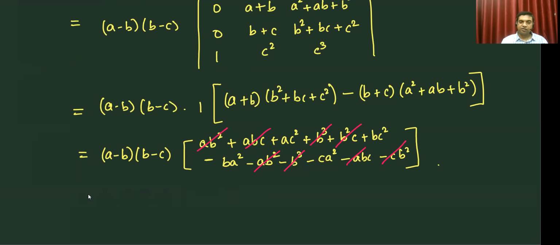Let us do this calculation. A minus B into B minus C times. Let us see this. AC square minus CA square. So if you take AC common, you will get C minus A. Then take the next term.